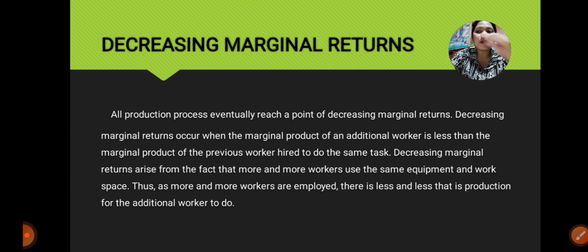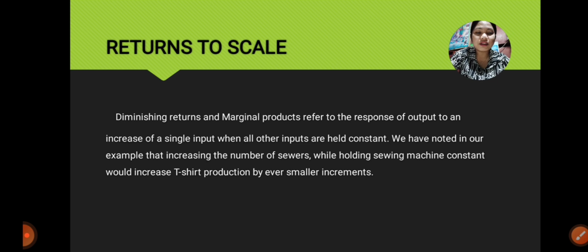Decreasing marginal returns means that the marginal product of the variable input decreases. Then in returns to scale, diminishing returns and marginal product refers to the response of output to an increase of a single input when all other inputs are held constant. We have noted in our example that increasing the number of sewers while holding sewing machine constant would increase t-shirt production by ever smaller increments.